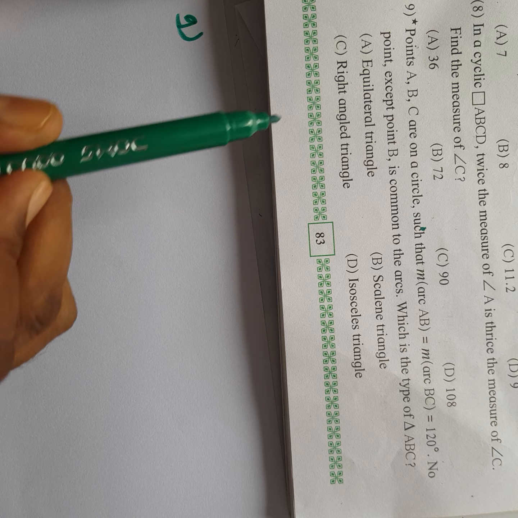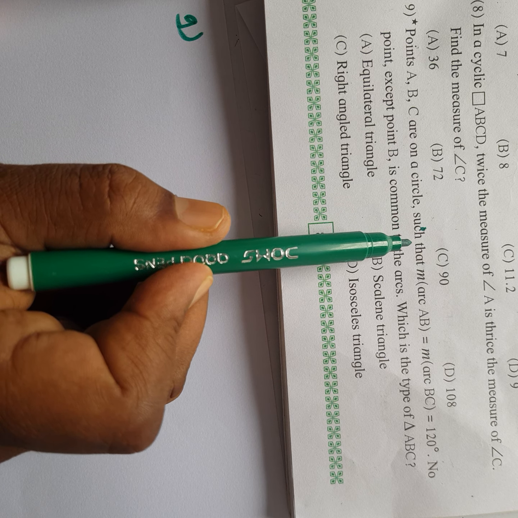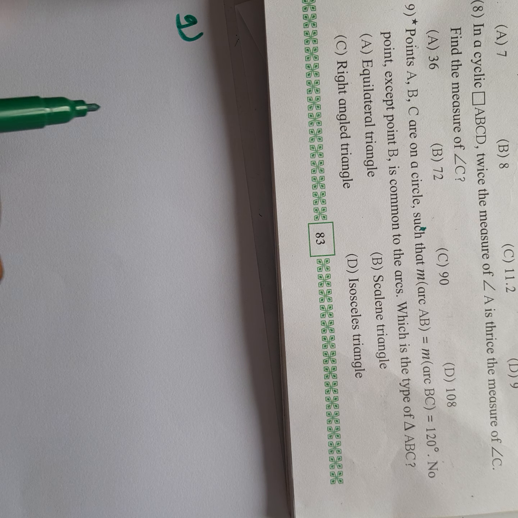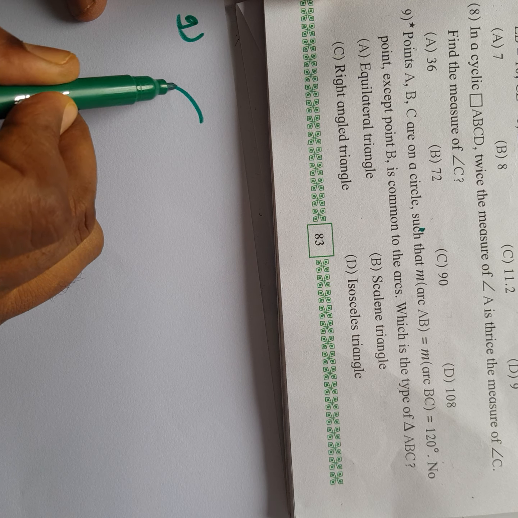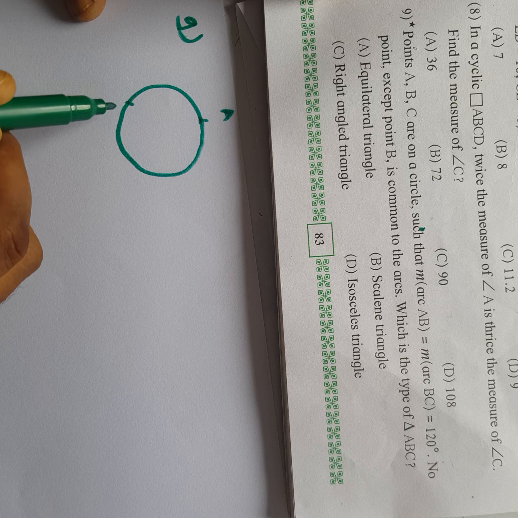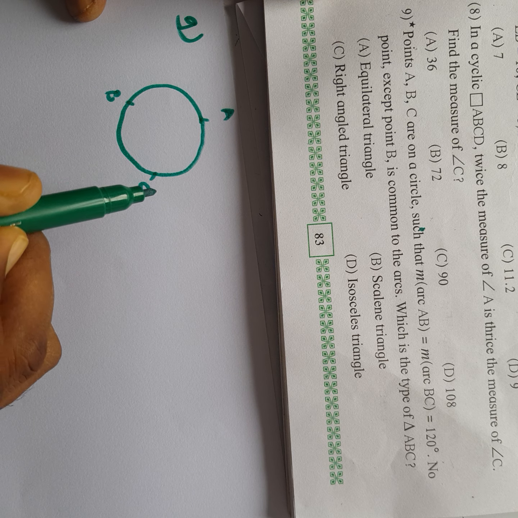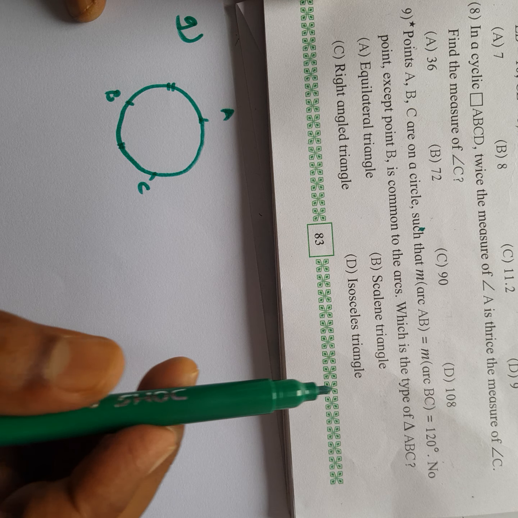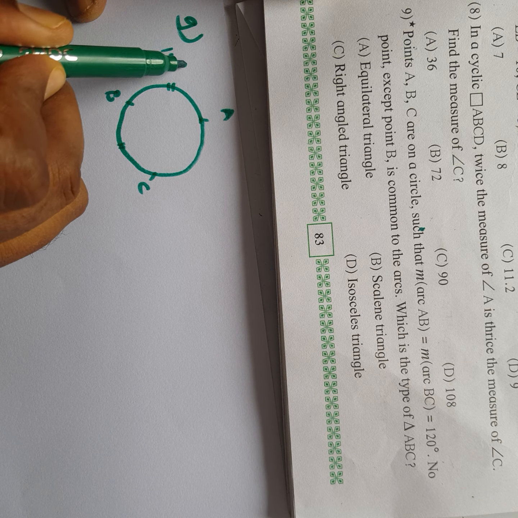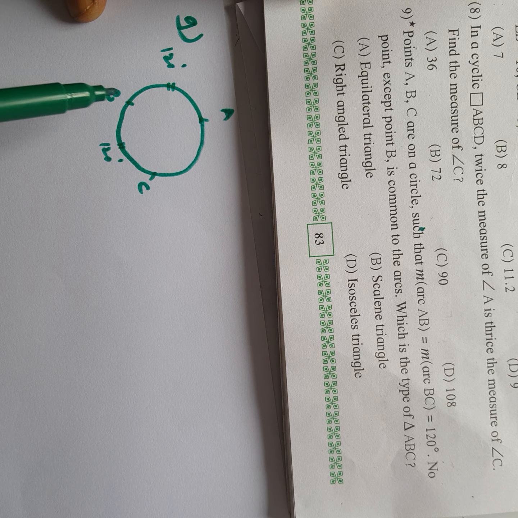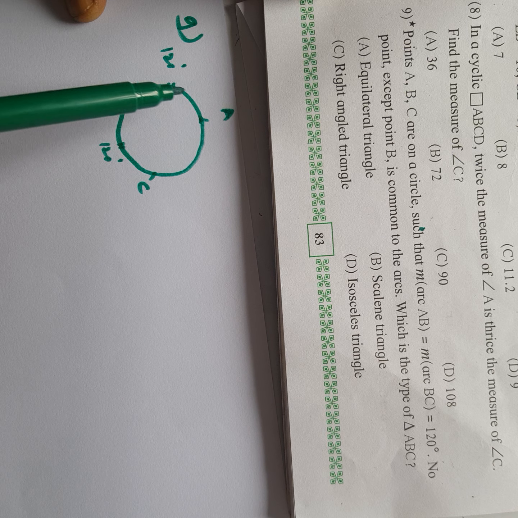The ninth example is: points A, B, C are on a circle such that arc AB is equal to arc BC is equal to 120 degree. Suppose this is the circle, point A, point B and point C, such that this arc AB and arc BC are 120 degree each. No point except B is common to the arcs. In these two arcs, only point B is common.